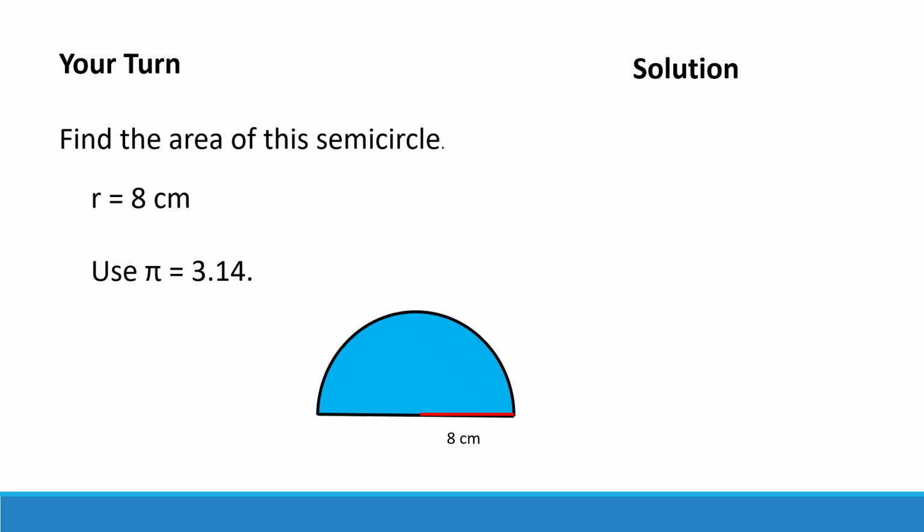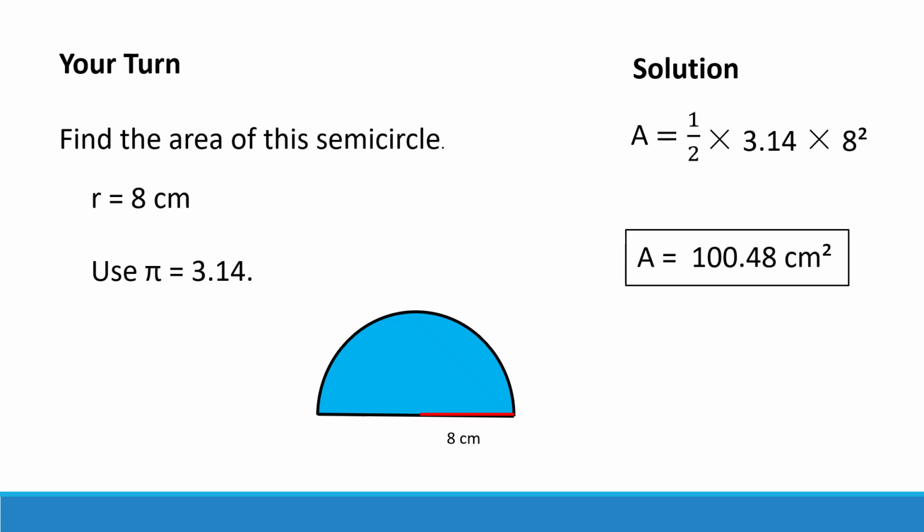Let's check the answer. Using the formula, the area equals 1/2 times 3.14 times 8 squared. 8 squared is 64. Therefore, the area of the semicircle is 100.48 square centimeters.